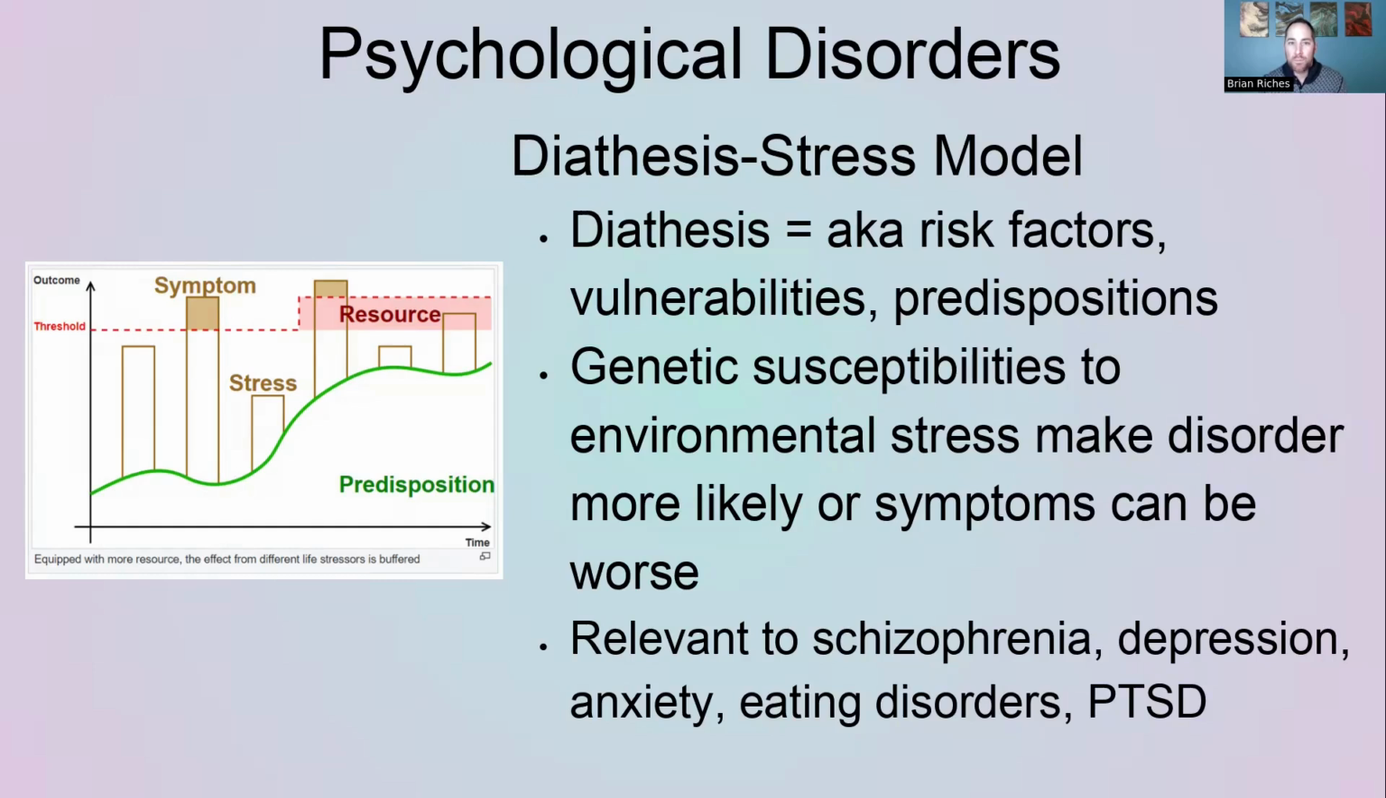So take genetic susceptibilities, like you're X percent as likely to develop depression. But having additional stress gives you more likelihood that you will actually develop depression. So this is relevant in schizophrenia, depression, anxiety, eating disorders, and PTSD. All of these are made worse by stress, or more likely because of stress as well.